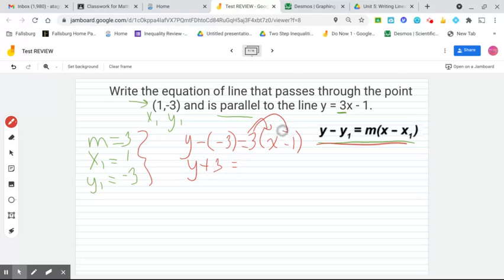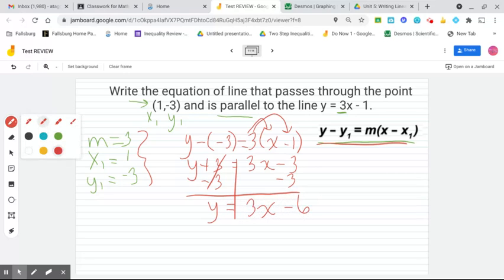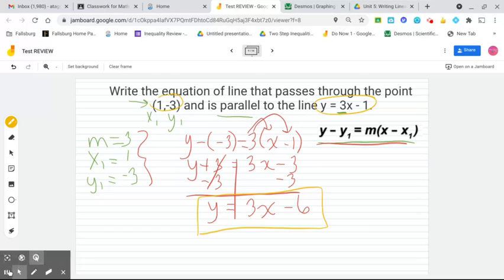And then I distribute this 3 here. So 3 times x gives me 3x. 3 times negative 1 gives me negative 3. And finally, I want to get y by itself, so I'm going to subtract 3 from both sides here. So 3 minus 3 cancels, and I'm left with y equals 3x minus 6. So here is my final formula. This is a parallel line to y equals 3x minus 1, and it also goes through the point 1, negative 3.